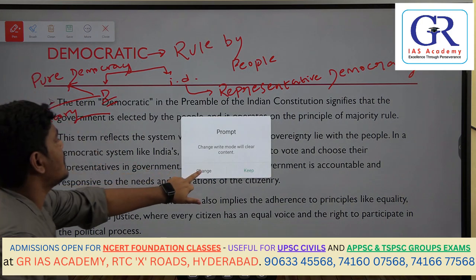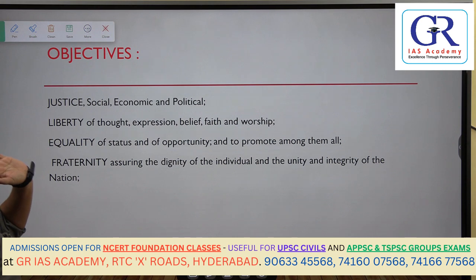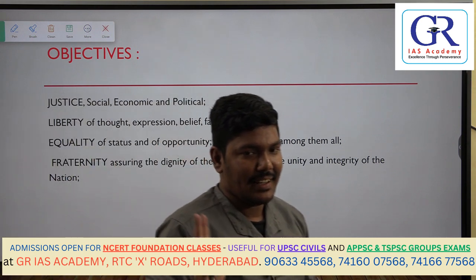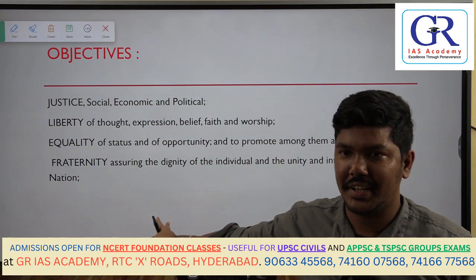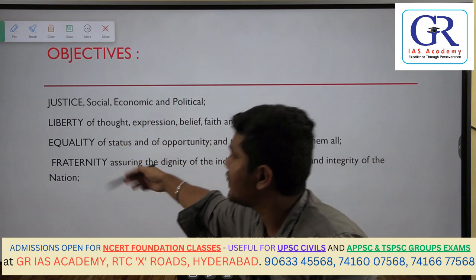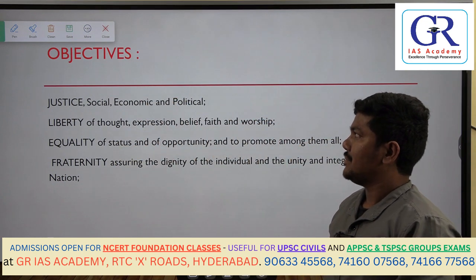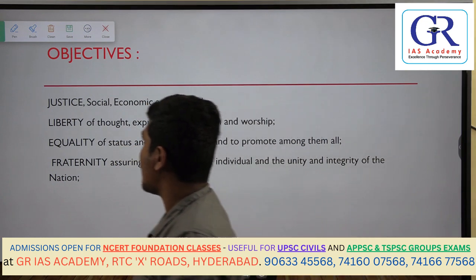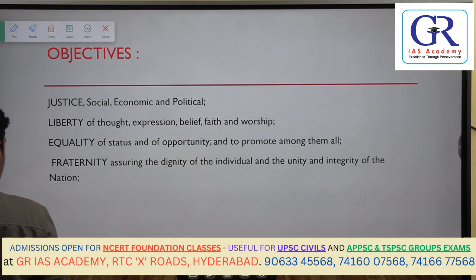Then let's go to the second part. Objectives. This is what our constitution wants to achieve. Only these objectives particularly: justice, social, economic and political; liberty of thought, expression, belief, faith, worship; equality of status and opportunity; and to promote among them all fraternity, assuring the dignity of the individual and unity and integrity of the nation.